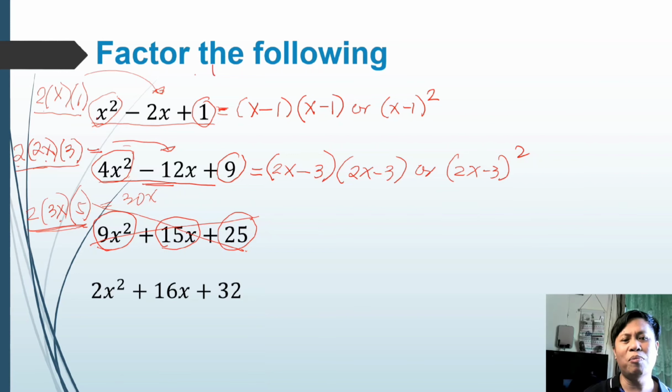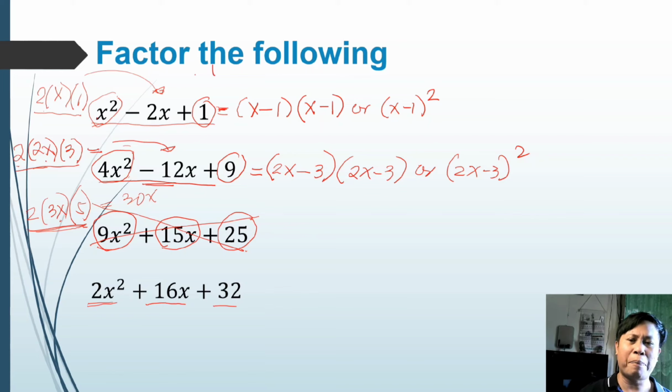So, how about 2x squared plus 16x plus 32? Let's see. Sometimes, as we look at the given, it seems it is not a perfect square trinomial. But we can reduce that to make it a perfect square trinomial. For example, the first term is 2x squared, the second term is 16x, and the last term is 32.